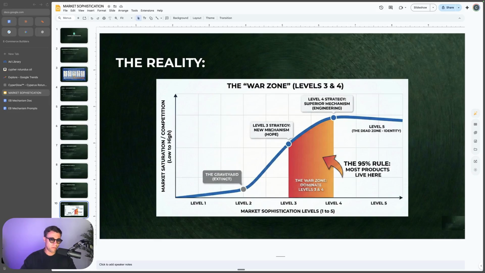But first of all, before I dive into creating the mechanisms, I like to look at where the competitors' messaging actually sits and what they're pushing as their mechanism. That's also going to give you a good idea of how sophisticated the market currently is and where you need to position your messaging. Now, if we come back to Cyproglow, which is the brand that we initially started doing research on and the product that we're using as an example here.